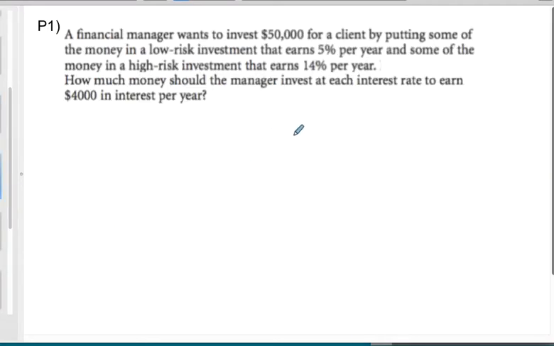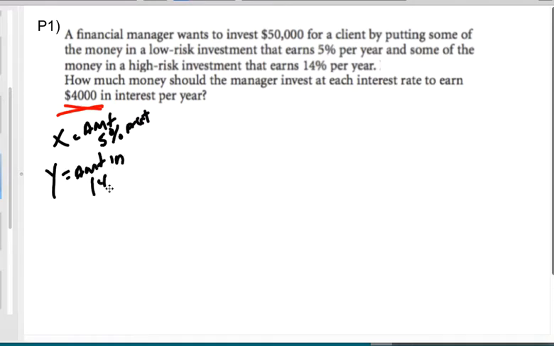So let's do a P1. You're going to do the same basic thing. Financial manager wants to invest $50,000. Same idea in a low risk and high risk, that are the same percentages. They didn't even bother to change the percentages. The only thing they changed is that they want you to use $4,000 for the interest. So again, X is going to be the amount in the 5% account, and Y is going to be the amount in the 14% account.